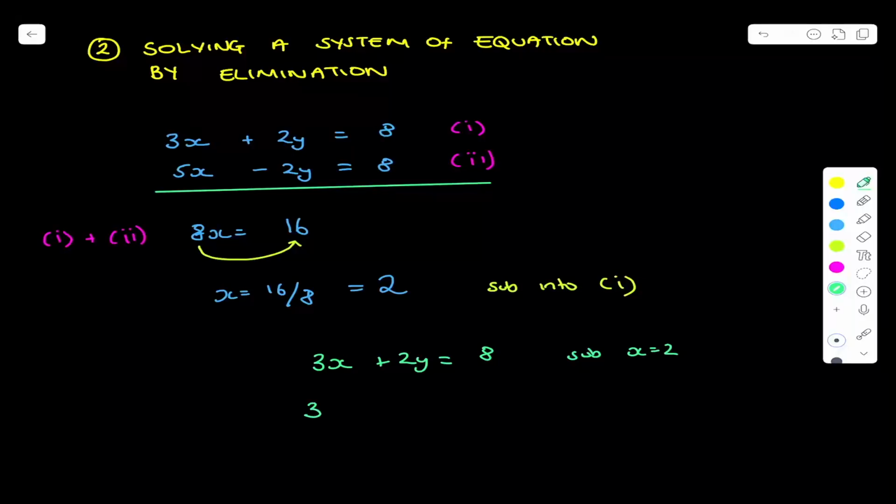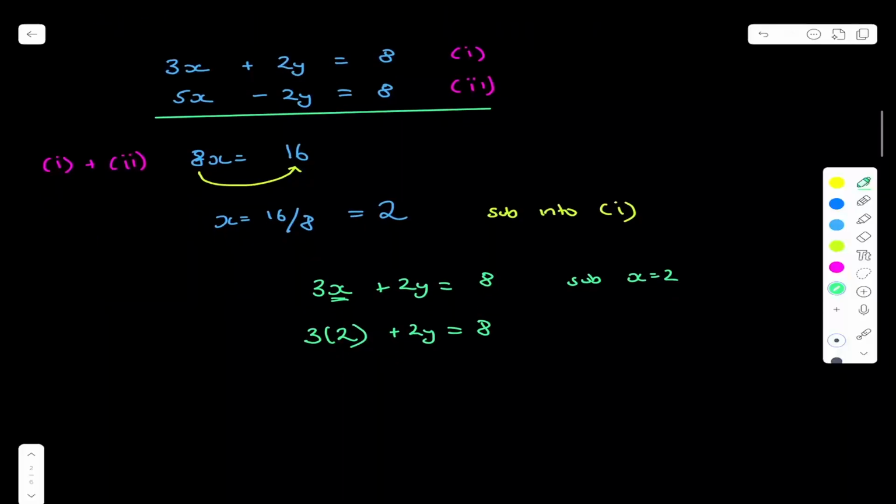So 3, and instead of x, I'm going to put 2. And notice I put this in brackets. So whenever you substitute a value, try use brackets. This is particularly important when you have negative values as well, because the brackets really help. So you've got 3 brackets 2 plus 2y equals 8. 3 brackets 2 just basically means 3 times 2. So you have 3 times 2, which is 6, plus 2y equals 8.